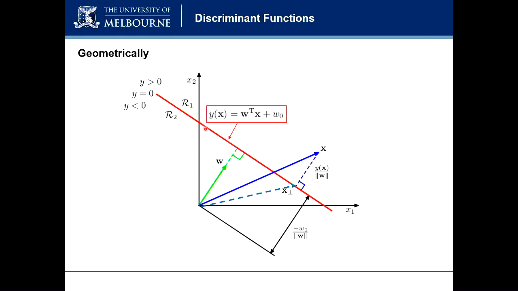Now, this red is our y of x, the separating hyperplane, dividing the space into two parts. y of x equals 0 means I'm on it. Greater than 0, I'm here. Less than 0, I'm here. And we can also write this as this, right?